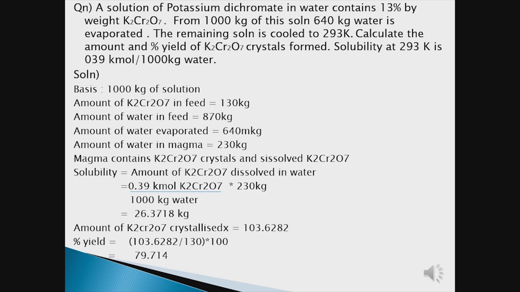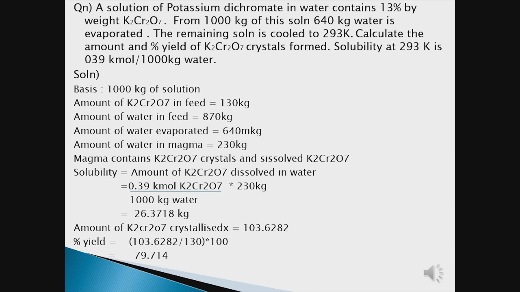Now let's discuss a question about this crystallization. The question is: a solution of potassium dichromate in water contains 13% by weight K2Cr2O7, that is potassium dichromate. From 1000 kilogram of the solution, 640 kilogram of water is evaporated. The remaining solution is cooled to 293 Kelvin. Calculate the amount and percentage yield of K2Cr2O7 crystals formed.